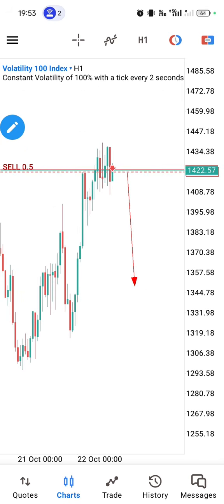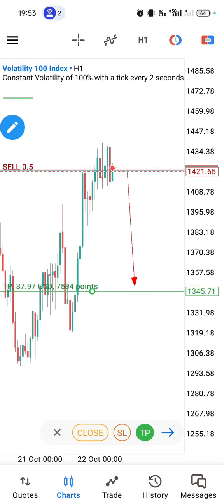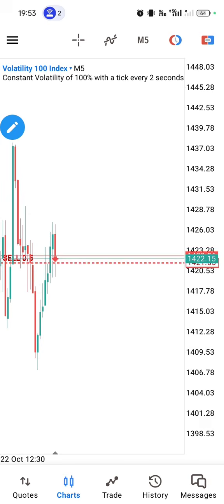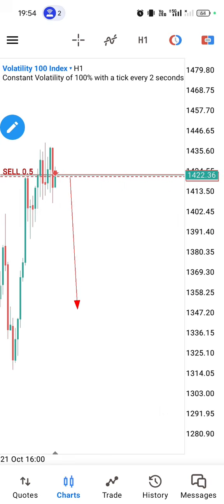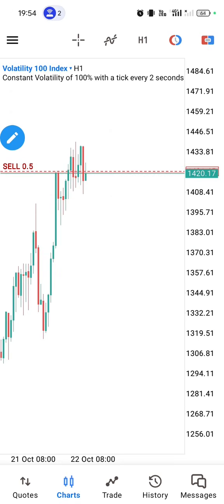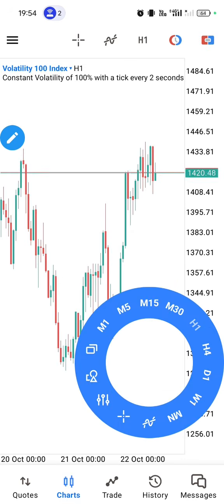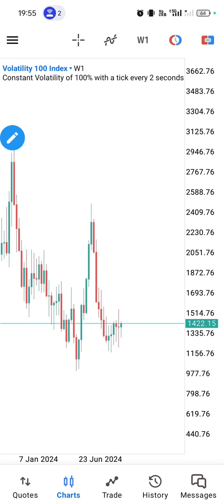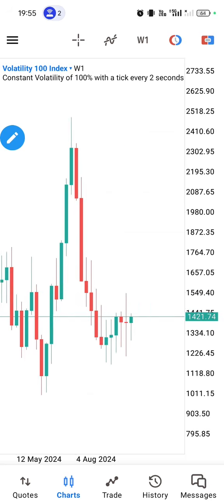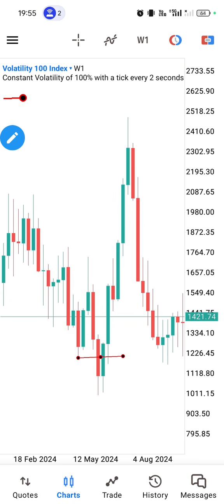If you know SMC, you can see right there that I'm targeting the imbalance or the fair value gap right below. So now, yeah, let me just remove the orders and the trade history, and then we get into the analysis. So on the weekly, we can see right there there's a BOS or break of structure right below the low.